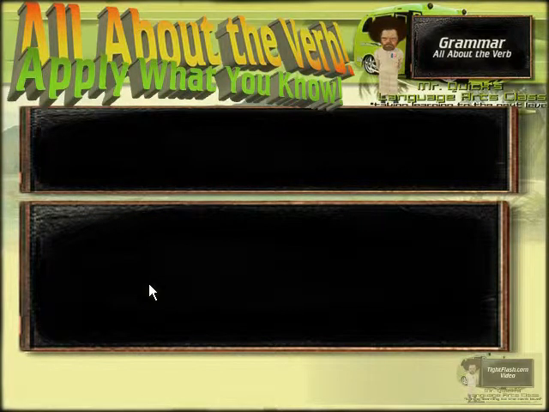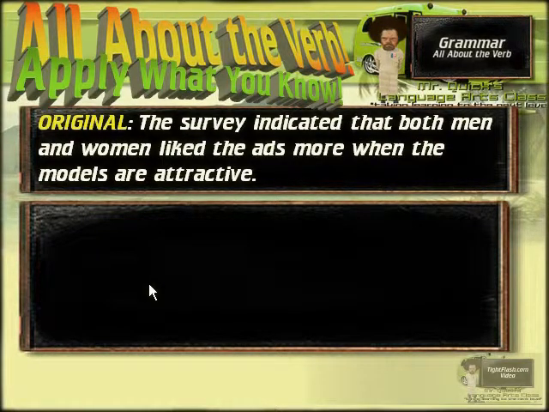So here we go. Now we're going to apply what we know, try to put together what we've been talking about so far. Okay, now here's a sentence. Let's talk about it. Let's see if there's anything wrong with it from a verb standpoint. The survey indicated that both men and women liked ads more when the models are attractive.